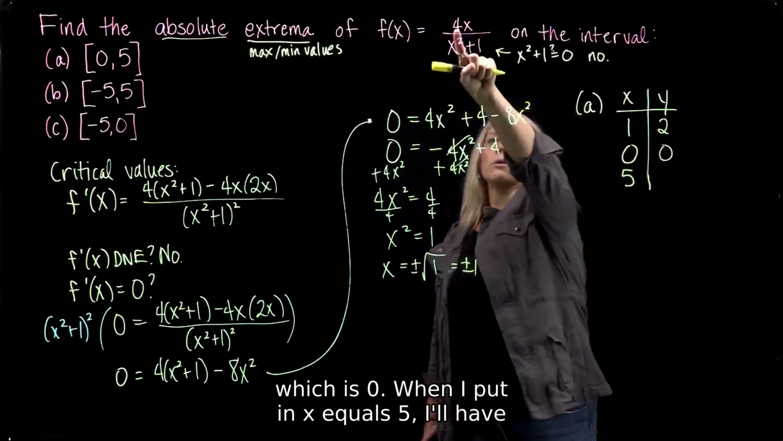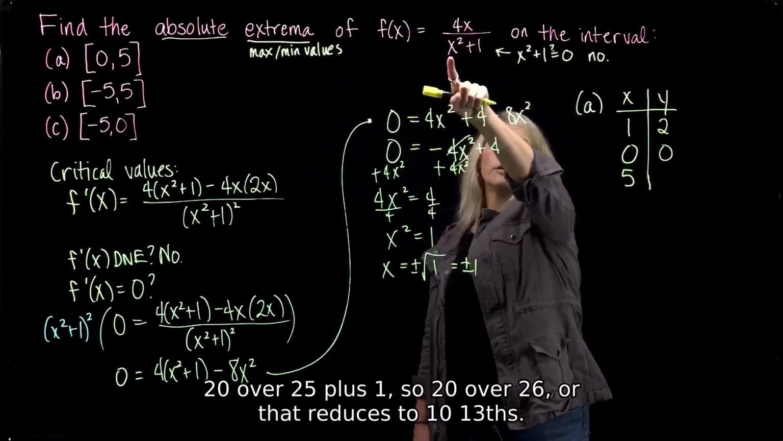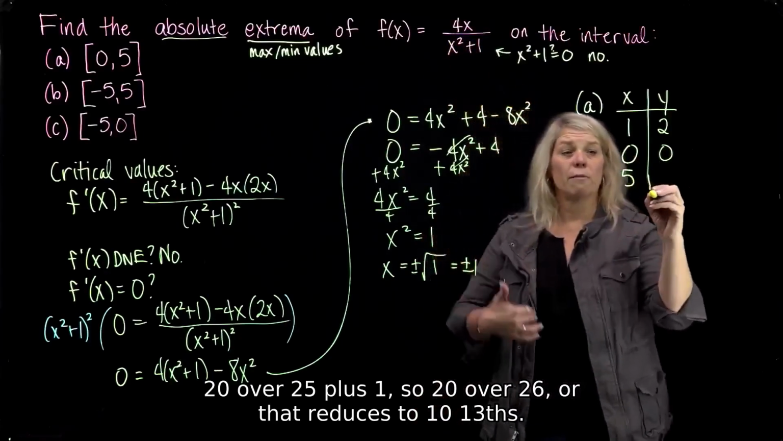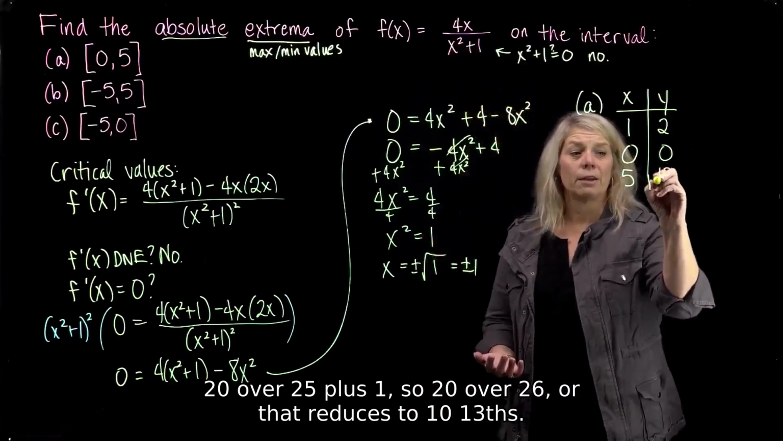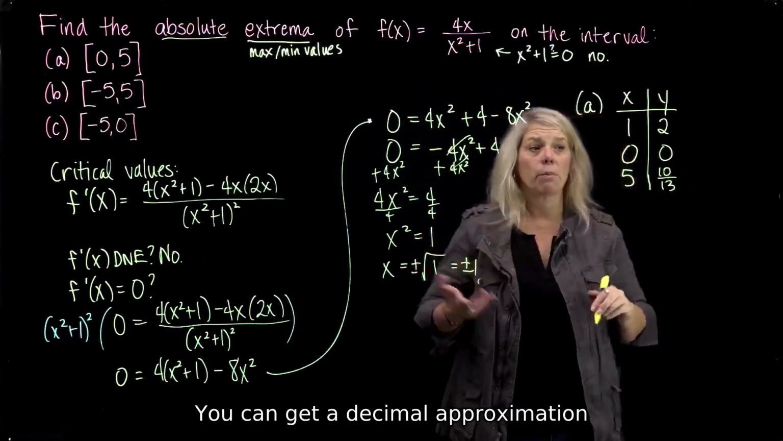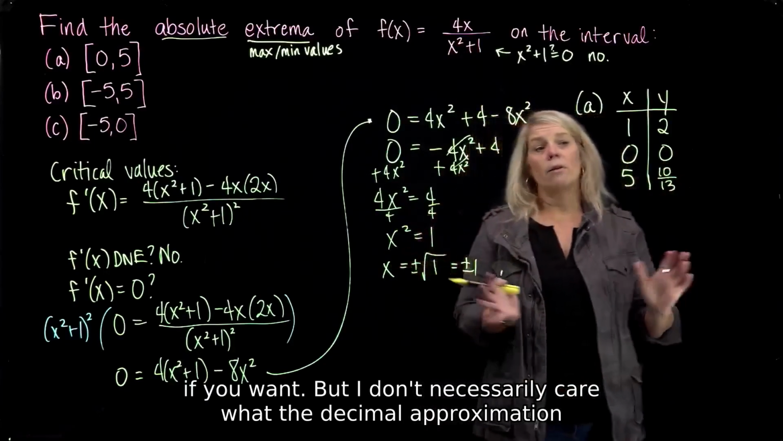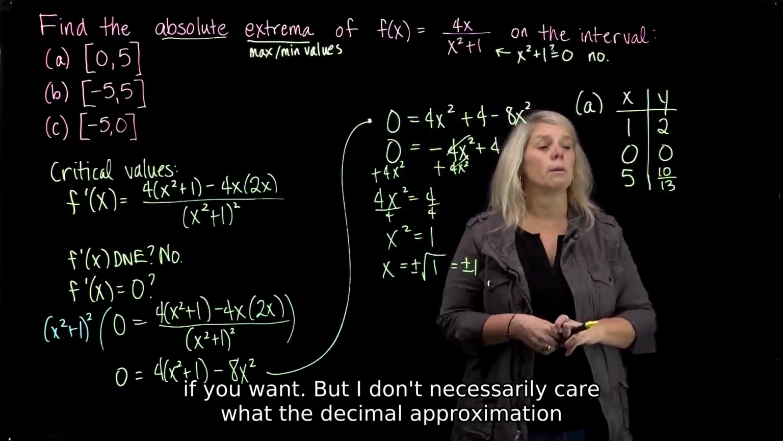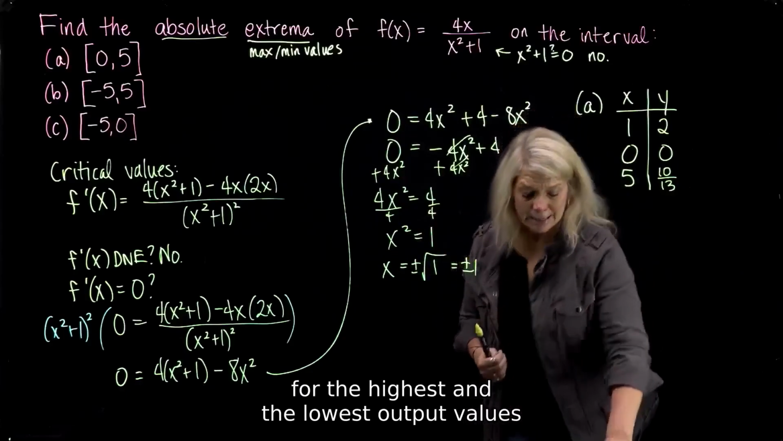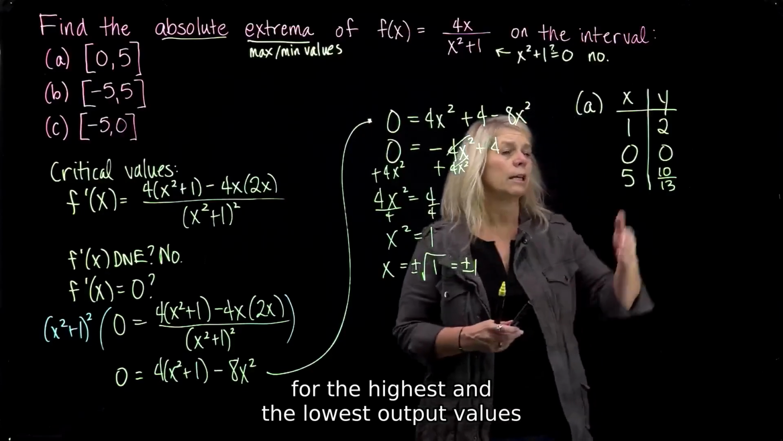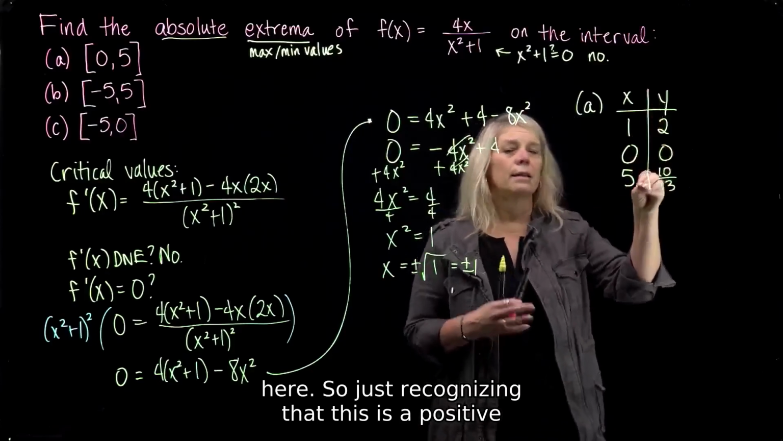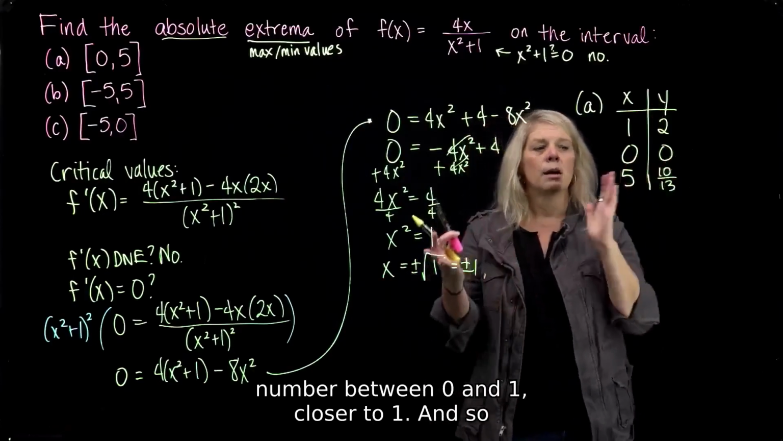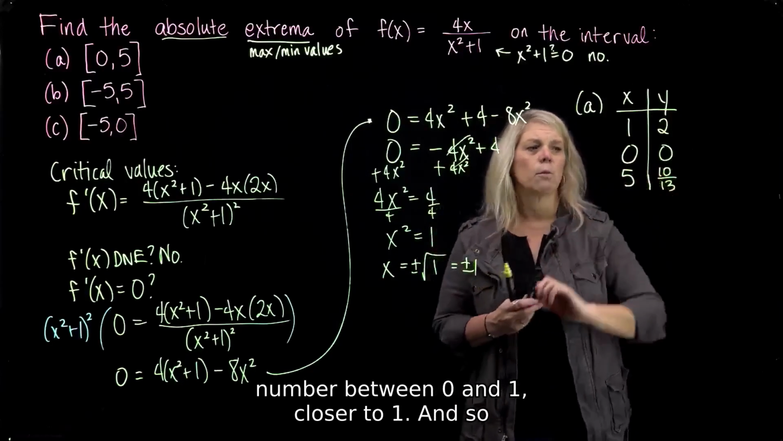When I put in x equals 5, I'll have 20 over 25 plus 1, so 20 over 26, which reduces to 10/13. You can get a decimal approximation if you want, but I don't necessarily care what it is. I'm just looking for the highest and the lowest output values here. So just recognizing that this is a positive number between 0 and 1, closer to 1.